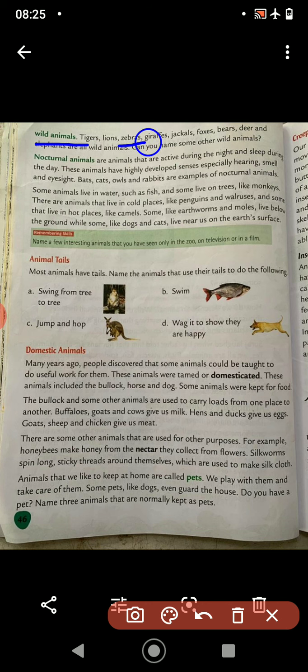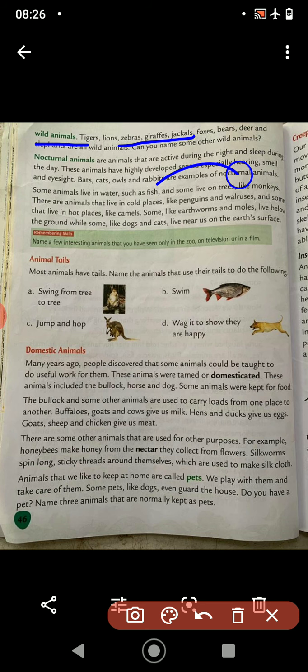What are the examples of wild animals? They are tigers, lions, zebra, jackals, foxes, bear, deer and elephants. They all are called wild animals. Can you name some more wild animals, children? After this small video you will have to name one more wild animal, right?